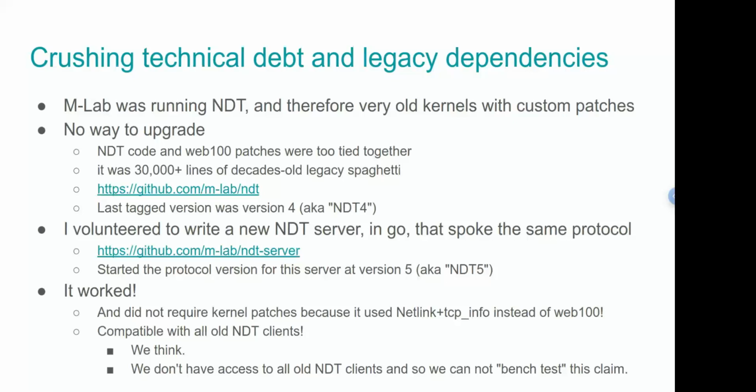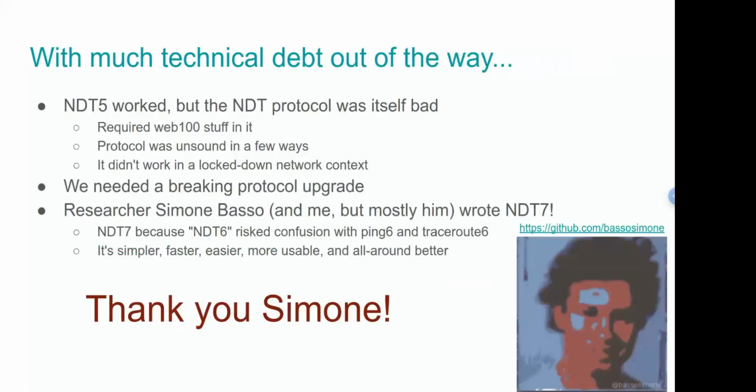So we think it works, but we can't prove it because we don't have access. So with this much technical debt all the way, NDT5 worked, but the NDT5 protocol itself was bad. The NDT5 protocol required Web100 stuff in it. It actually specified that in order to be an NDT5 server, you had to respond with these Web100 variables. They didn't exist anymore.